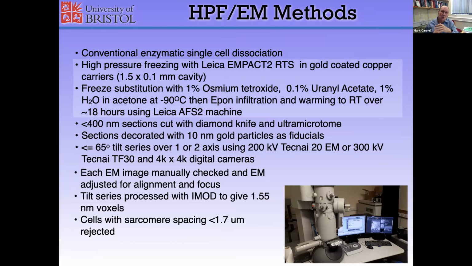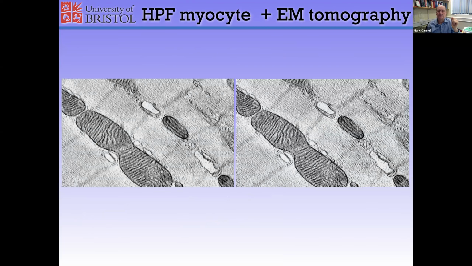And I don't want to go into all the details, but the key point here is that the carriers that enable us to do this are very, very small. They're 1.5 millimeters in diameter by 0.1 millimeter deep. And once we've frozen it with liquid nitrogen, we do something called freeze substitution with osmium tetroxide and uranyl acetate in acetone at minus 90. The amorphous ice doesn't melt, it's still amorphous. And that then fixes the membranes where they are. And then we use EPON processing to look at the specimens.